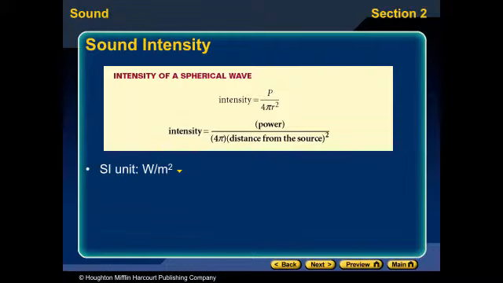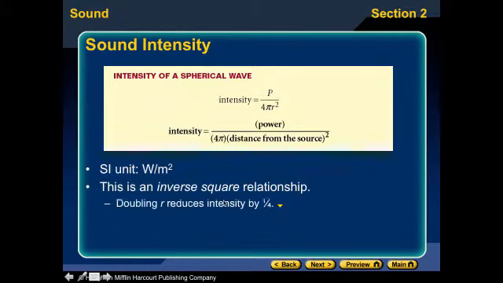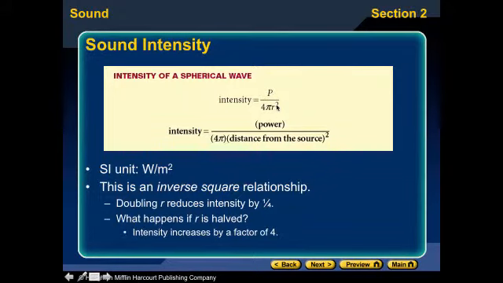The SI unit is watts. W is watts as a unit, not work. Watts per meter squared. This is an inverse square relationship, so if you double R, it reduces the intensity by 4, because if it's 2R now, 2 squared is 4, you're dividing by 4. So that's why it's called an inverse square relationship. If R is halved, you have half R, half squared is 4, so you're going to increase the intensity by a factor of 4.